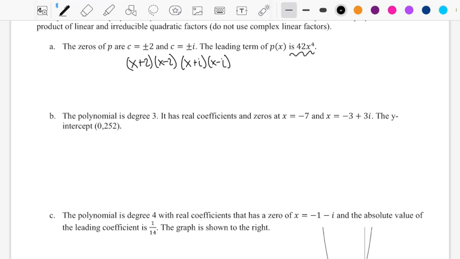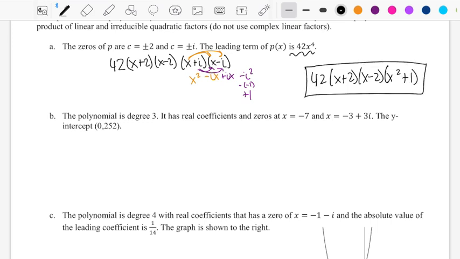We also know that the leading term is supposed to be 42x to the 4th. Well, that makes sense with our x's because here's 1, 2, 3, and 4, but we need a 42 on here. So you can just throw it out in the front if you'd like. However, you cannot leave these i's here. You need to go ahead and multiply those in. So x times x is x squared minus ix plus ix here minus i squared, which of course is minus a -1, which is plus 1. So we are going to end up with a 42 times x plus 2 times x minus 2 times x squared plus 1.